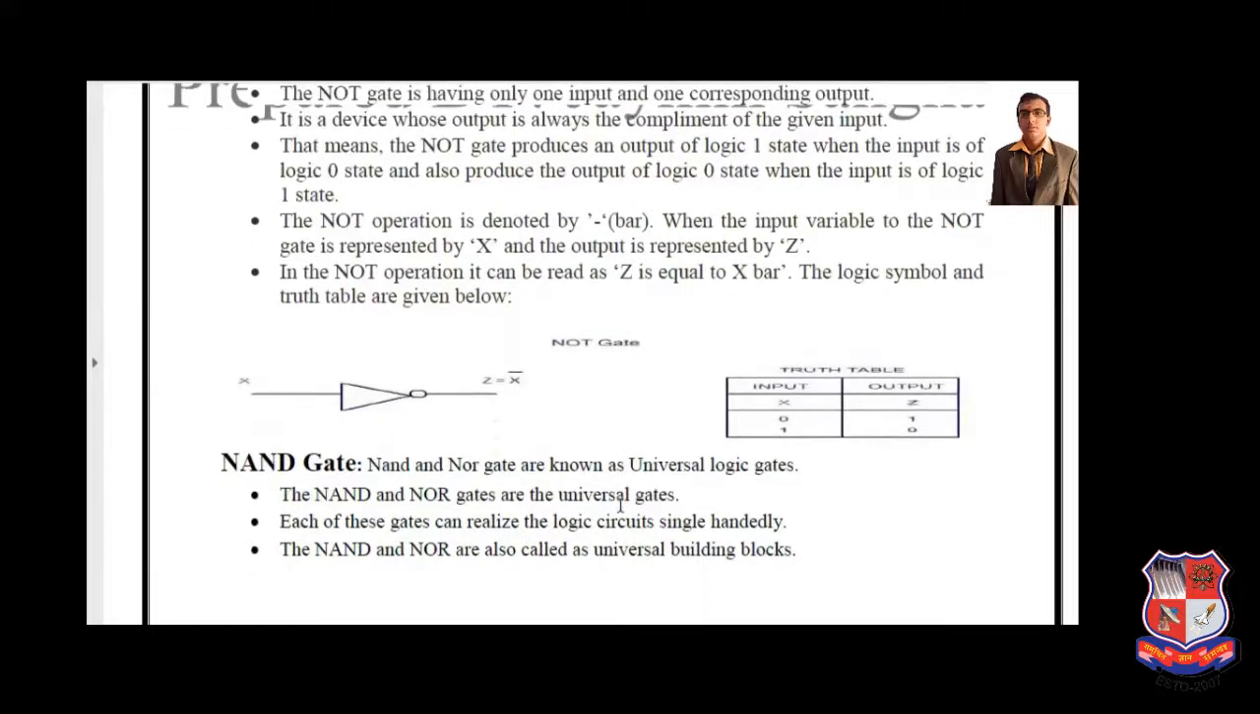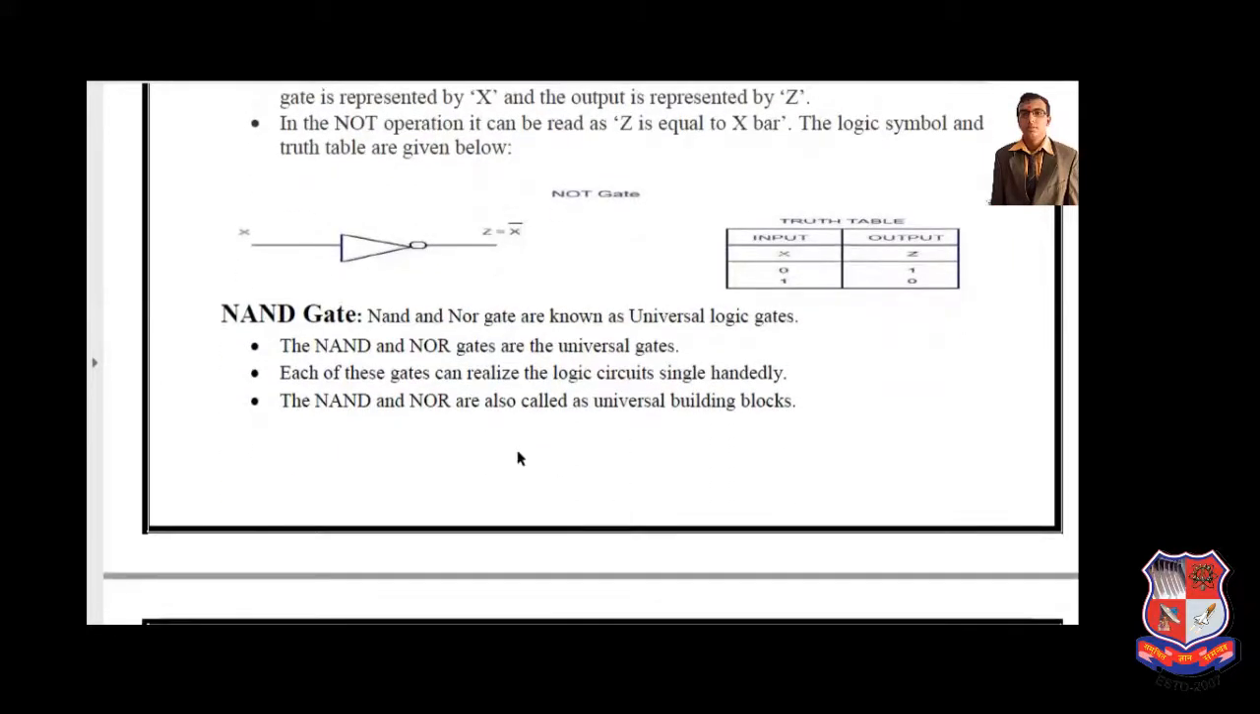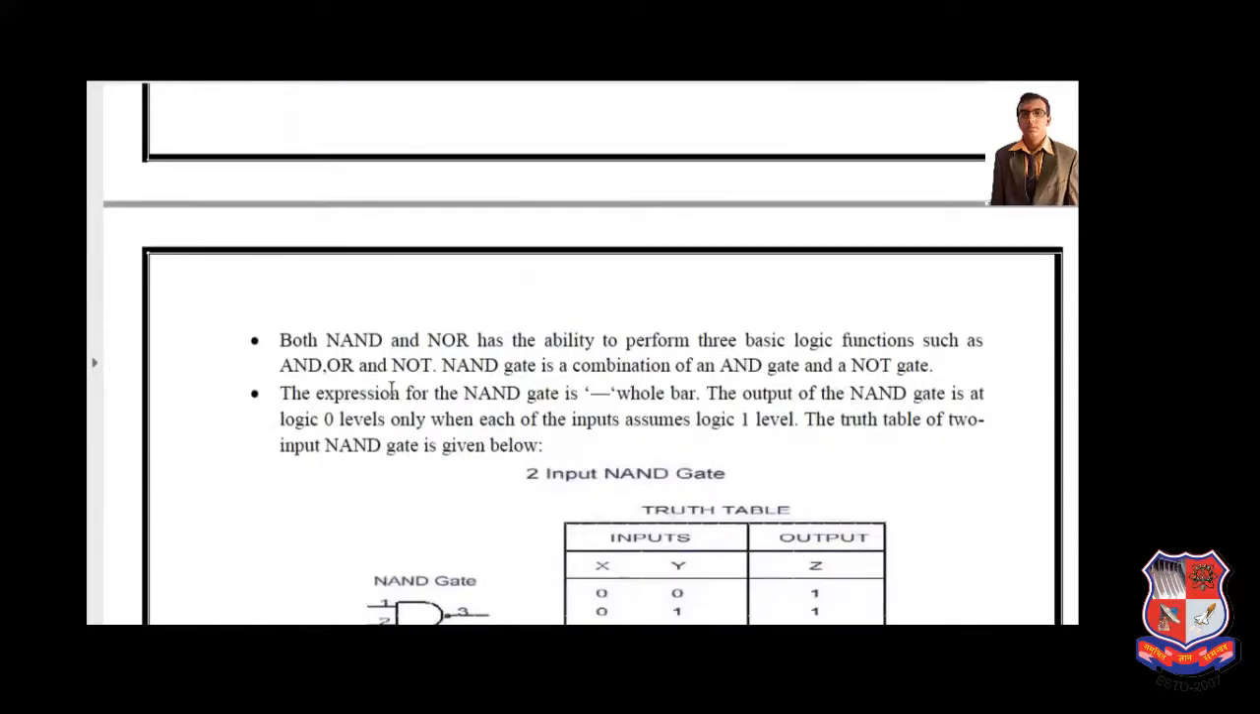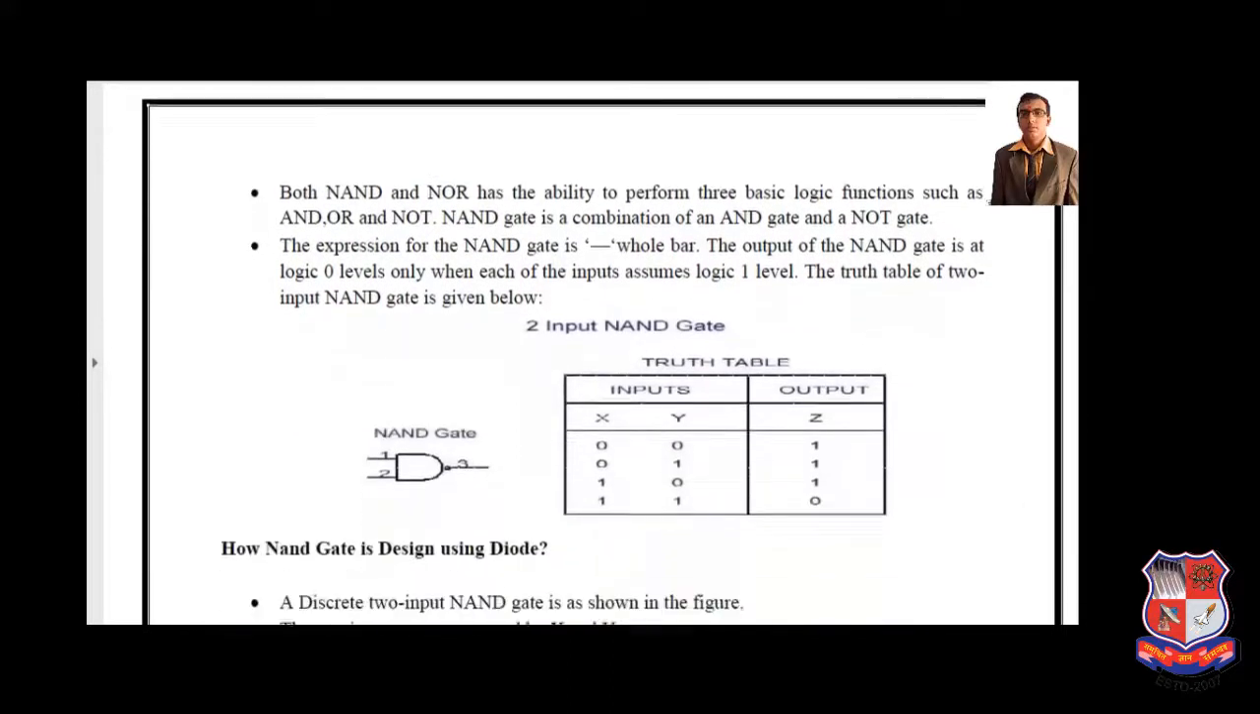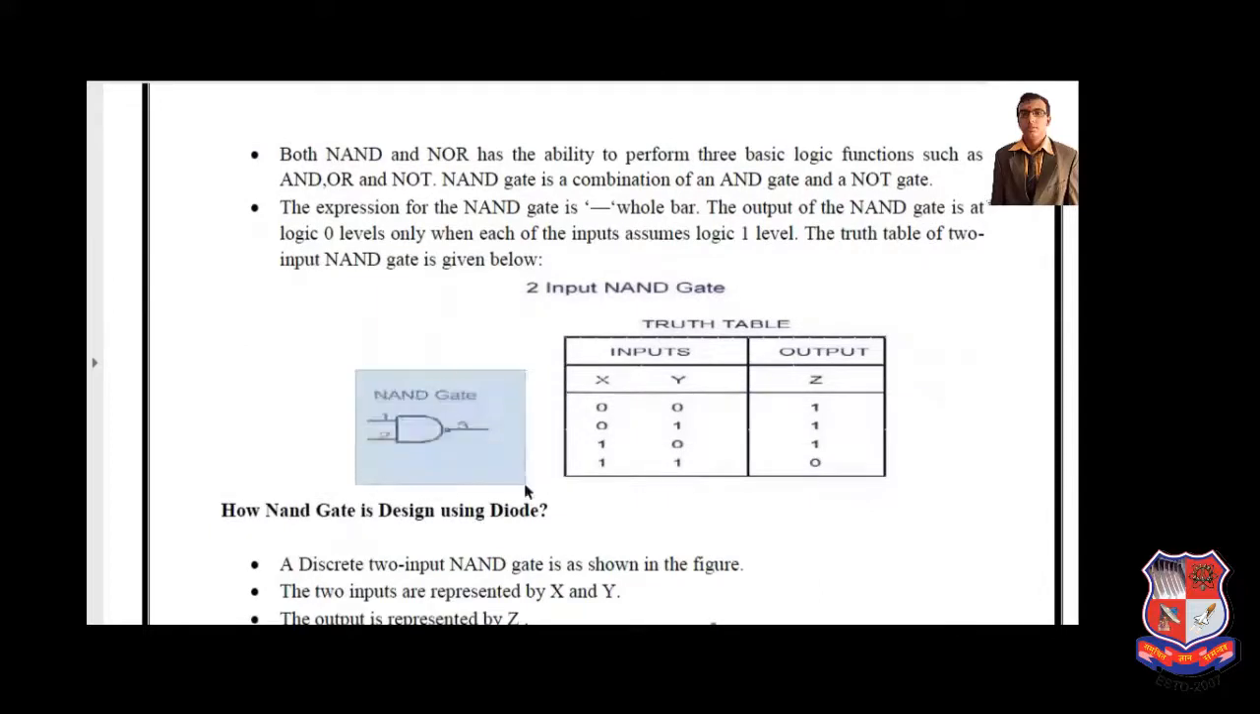See, NAND and NOR gates are universal logic gates. Each of these gates can realize any logic gate single-handedly. Also universal building block. Both NAND and NOR have the ability to perform the three logic functions already discussed on the whiteboard. This is the symbol of NAND gate. If you apply 0, 0, then AND gate output is 0. But with NOT, 0, 0 output is 1, 0, 1 output is 1, 1, 0 output is 1, 1, 1 output is 0.